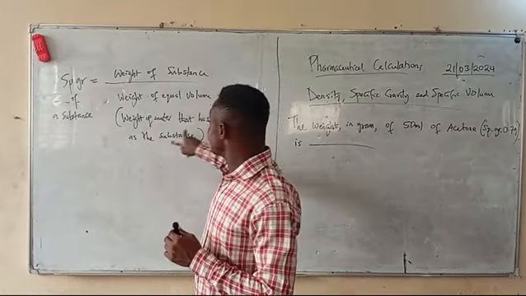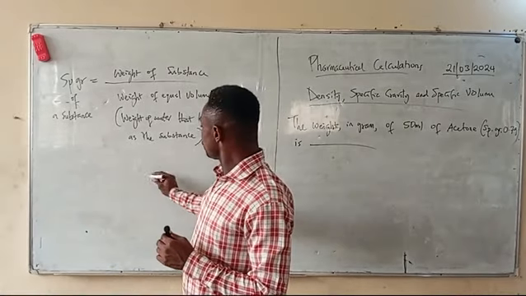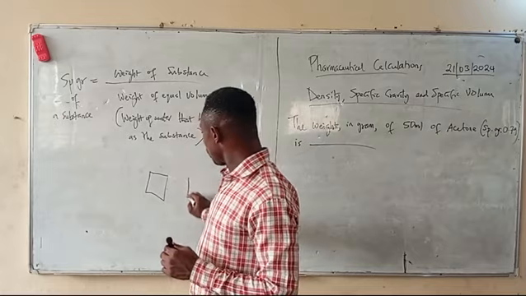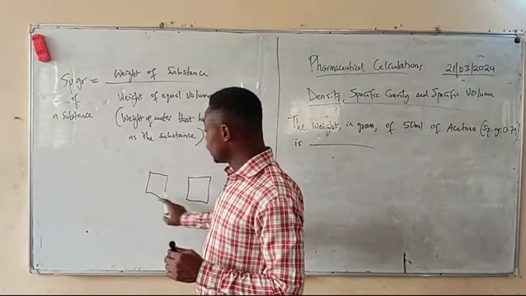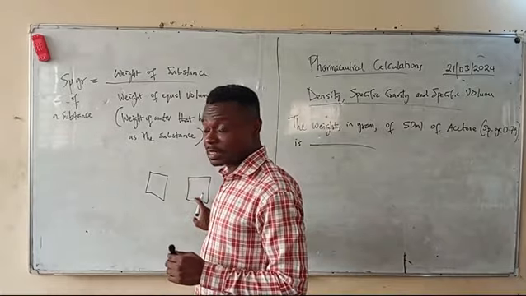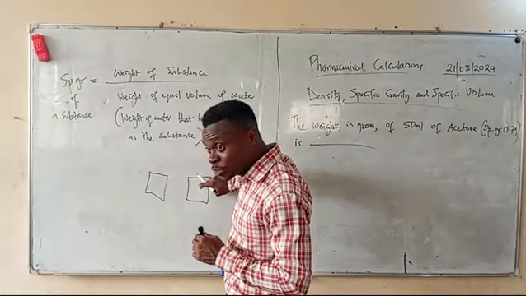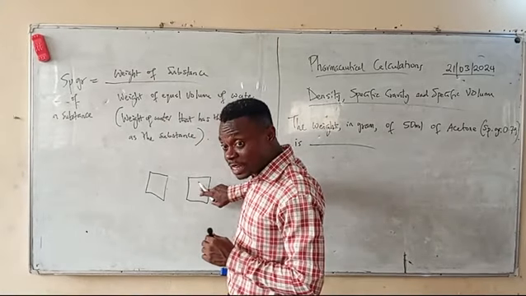What it means is that if you pour the substance here, in the same cup, and pour water here, they have the same volume, but they may have different weights. So the weight of the water you pour here is what we are looking for. You now use the weight of that water you pour there.